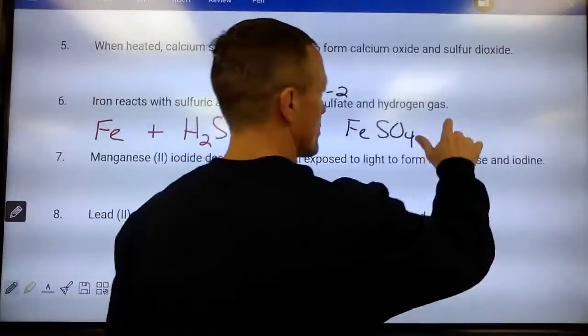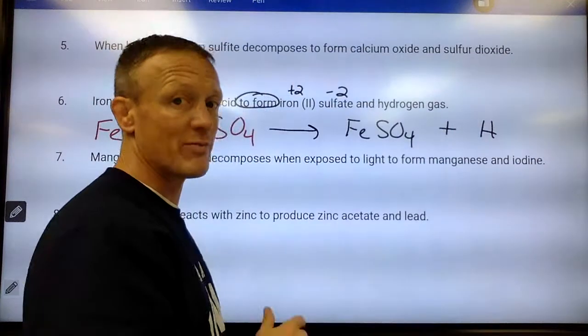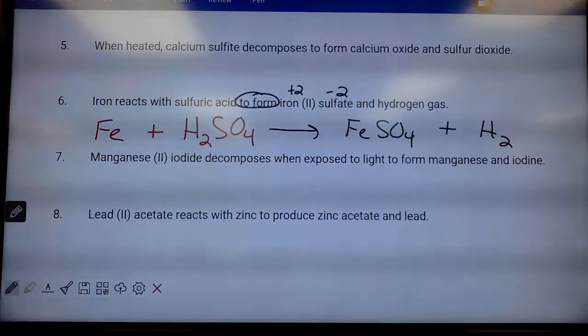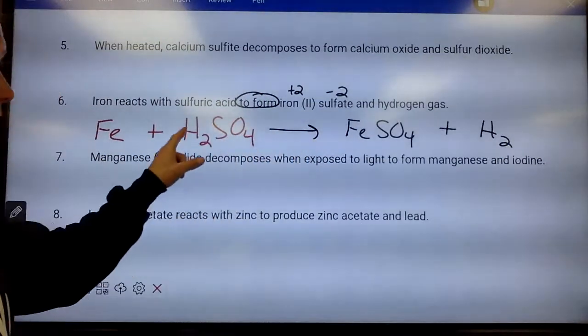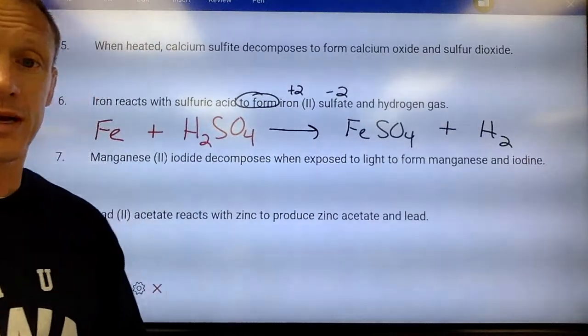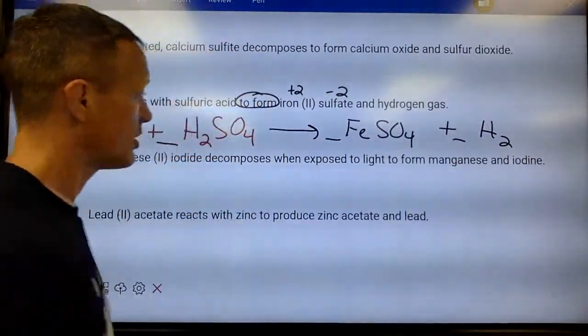and hydrogen gas. So plus hydrogen gas. Hydrogen is one of those diatomic elements. When it's by itself, it is always a 2. If we look here, you have 1 iron, 2 hydrogens, 1 SO4 group, 1 SO4 group. So that ended up being balanced. Otherwise, we'd put numbers out in front to equal those out.